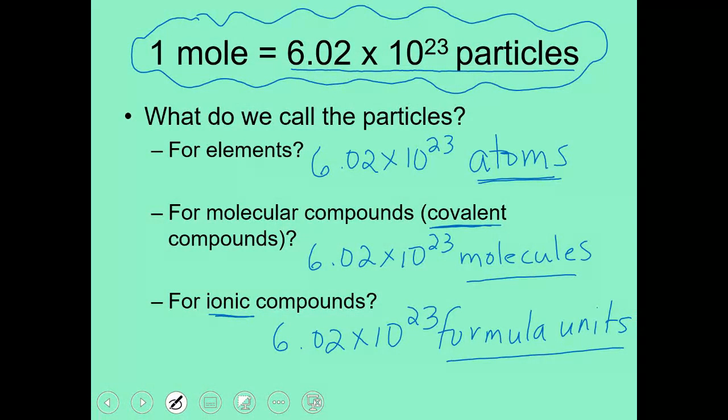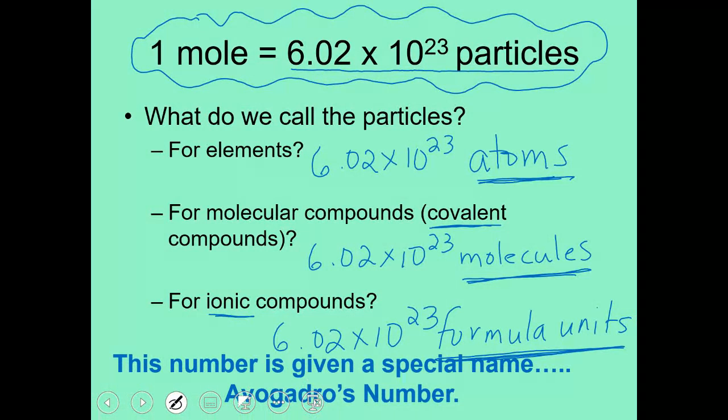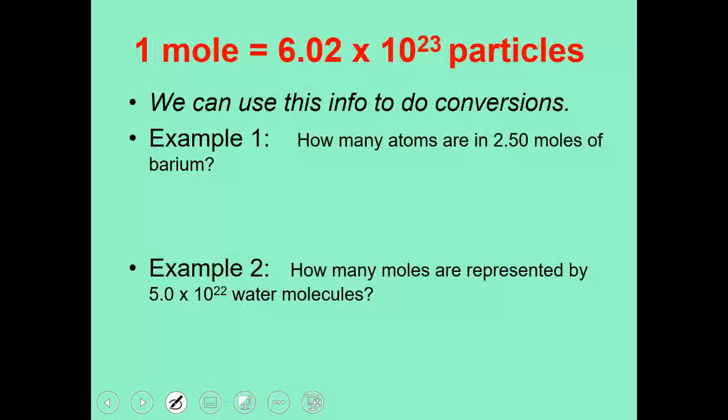If I had a mole of eggs, each individual would be an egg. But if you have a mole of elements, you call the individuals atoms. If you have a mole of a molecular compound, the individual particles are called molecules. And if you have a mole of an ionic compound, then the individual particles are called a formula unit. So you'll see me use that different vocabulary. Remember that 6.02 times 10 to the 23rd is given that special name of Avogadro's number.